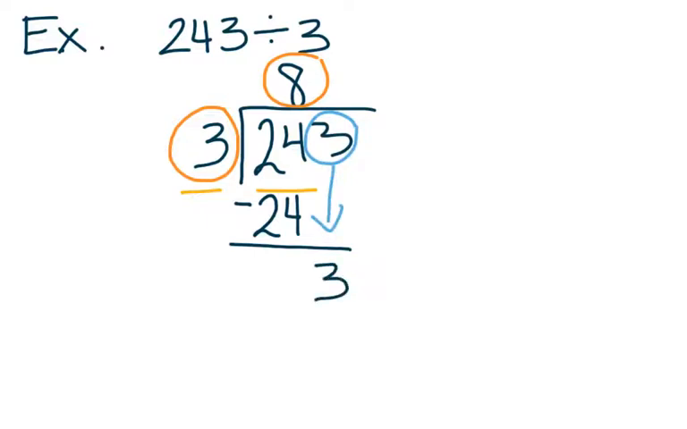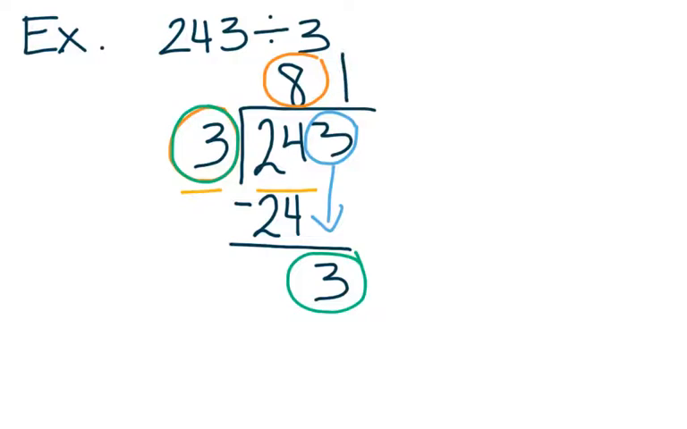Okay. Then you would look at this number that you're dividing by and this number. No longer looking at 243, just at 3 and 3. What would you multiply 3 by to get 3? Or what is 3 divided by 3? And the number you get, you'd write up top. So 3 divided by 3 is 1.